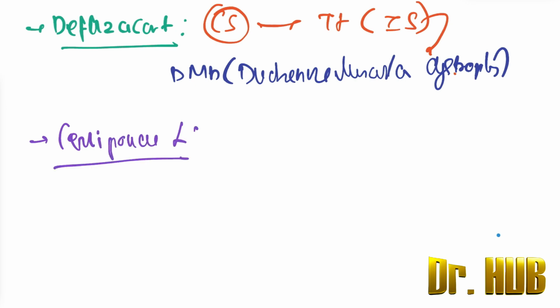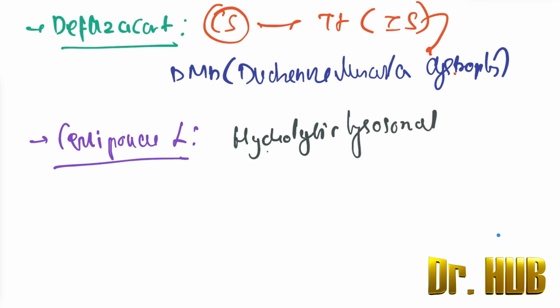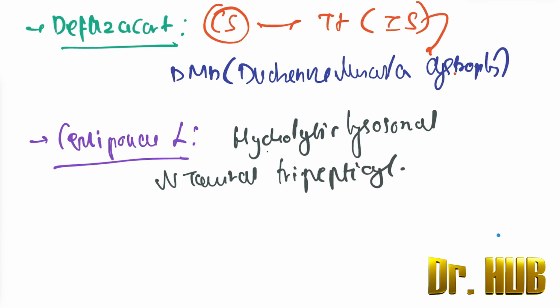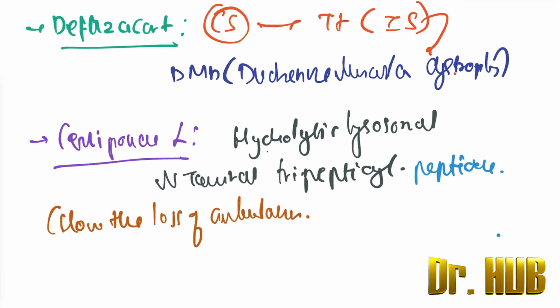Next we look at cerliponase alpha. This is a hydrolytic lysosomal N-terminal tripeptidyl peptidase, and it is indicated to slow the loss of ambulation in symptomatic pediatric patients, 3 years of age or older.